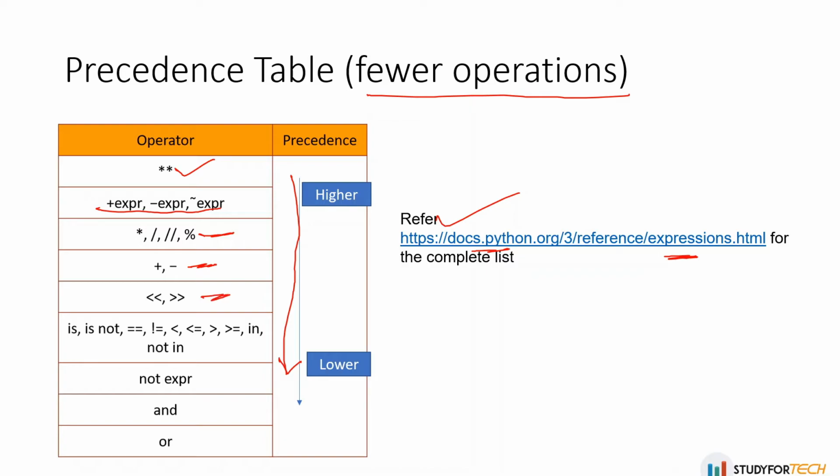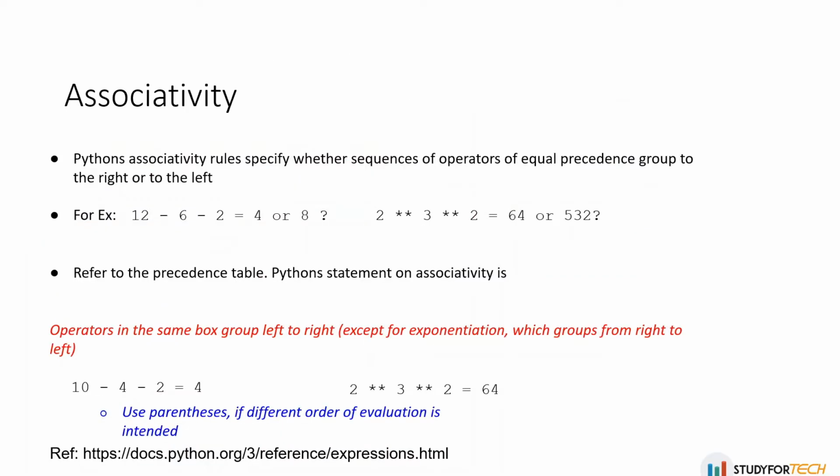So this is higher from lower, and in the same row, if it is the same precedence, then the associativity rule will come into the picture, whether from left to right. So let's see this associativity. The Python associativity rules specify whether the sequence of operators of equal precedence group to the right or to the left. So for example, if you have this one, what would be the output, 4 or 8?